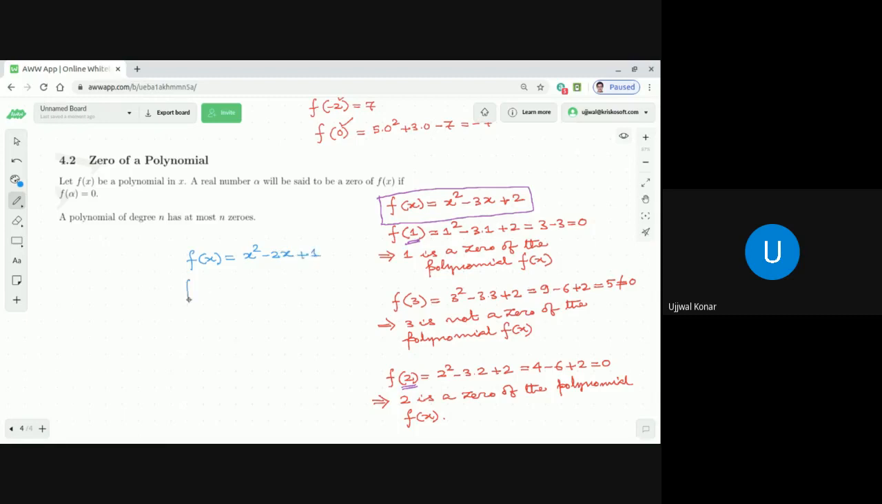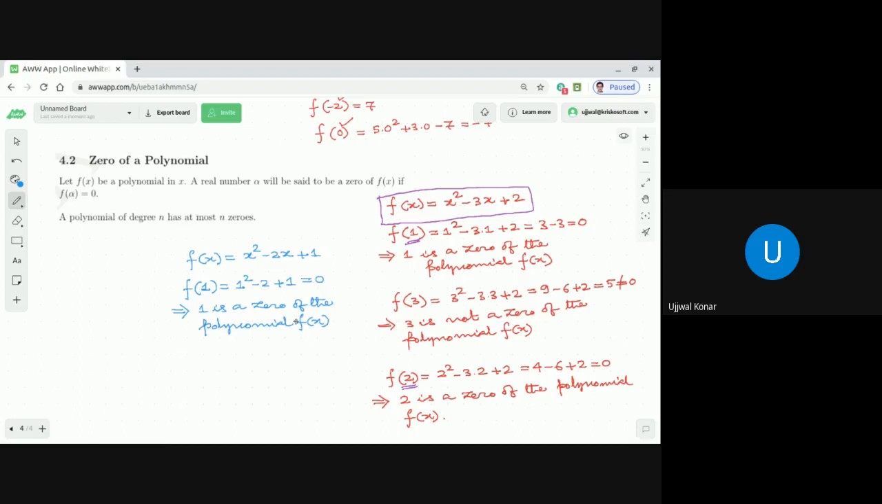Now let's find the value of f(1). That is equal to 1 squared minus 2 plus 1, which is equal to 0. That implies what? That implies 1 is a zero of the polynomial f(x).